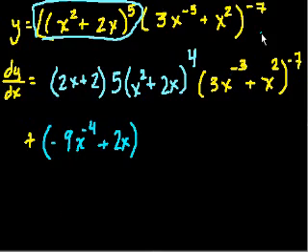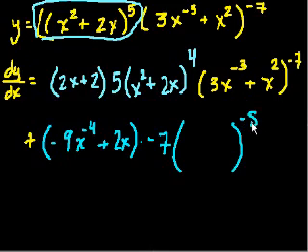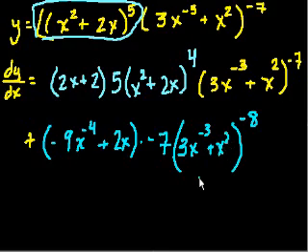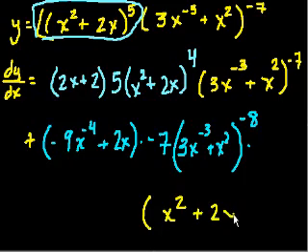And now we take the derivative of kind of the whole thing times minus 7 times something to the minus 8. And that something is this inside. It's 3x to the minus 3 plus x squared. And then we multiplied this whole thing, which was the derivative of the second term, times the first term. Times, and I'm just going to keep going, times x squared plus 2x to the fifth.